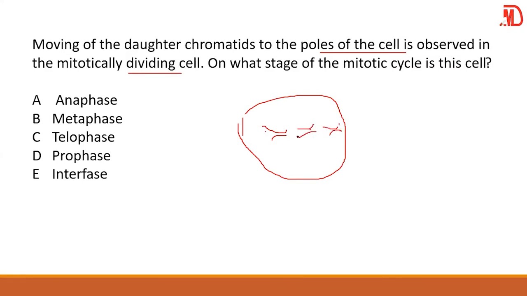Aligning at the equator. Assuming these are the chromosomes, these are aligned at the equator. Okay. Now, in anaphase, these begin to what? To move. They begin to move to the opposite side. This one also moves to the opposite. So they begin to separate from each other. That phase is the anaphase.